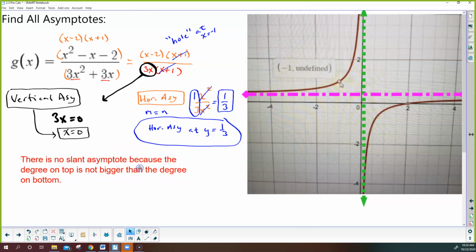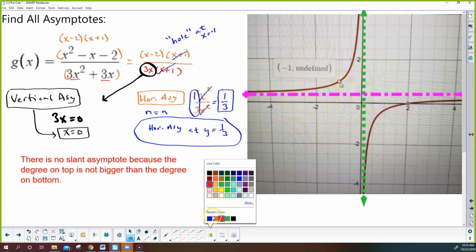All right, so that's really what we're doing today. We're checking for vertical asymptotes, we're checking for horizontal asymptotes, and if they don't exist, then we're checking for slant asymptotes. Do remember, hopefully, the end behavior model that we had you guys work through.